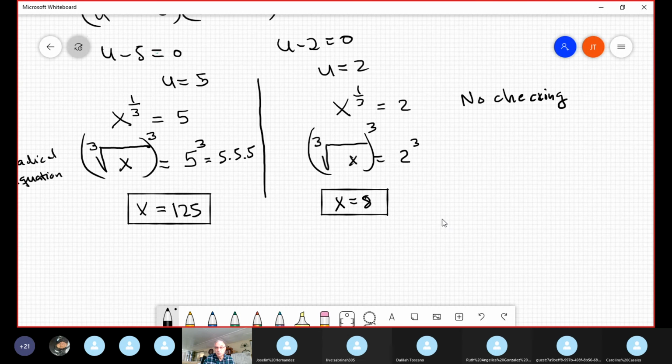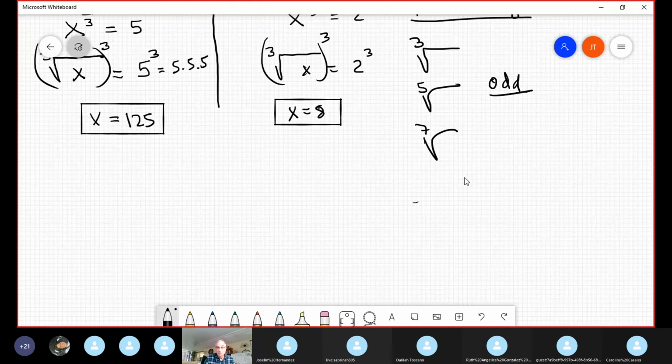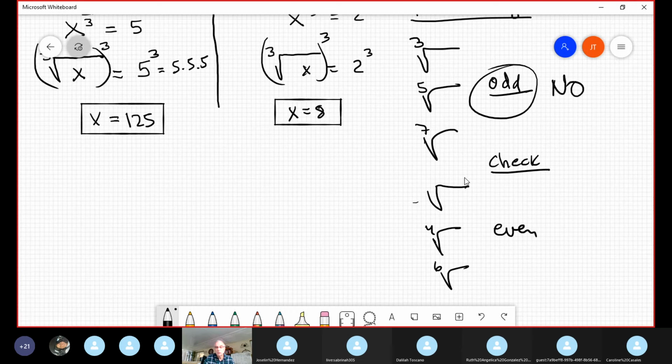When the index of the root is an odd number, suppose a radical equation can involve cubic, fifth, seventh. Okay, the index is odd, no checking. Only check when the index is even: square root, where the index is 2 by default, fourth root, and so on. When it's even, yes, you have to check it. Mandatory checking. Otherwise, when it's odd, no.